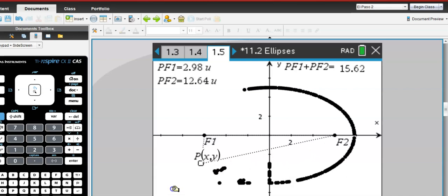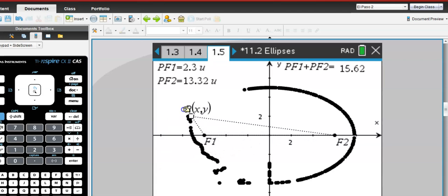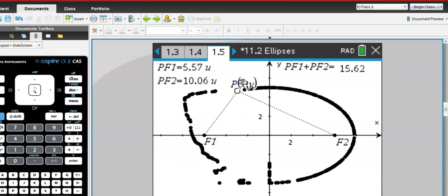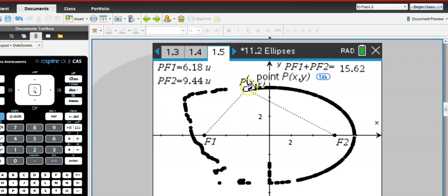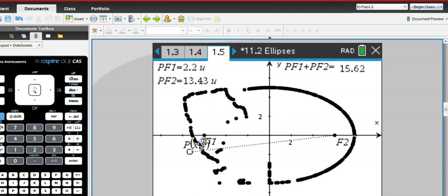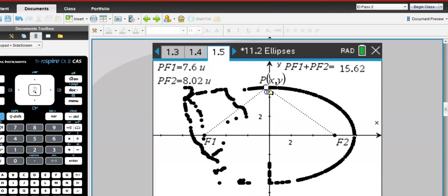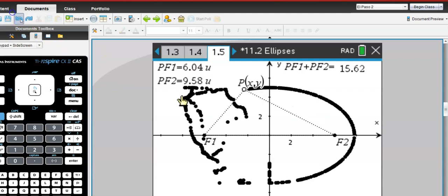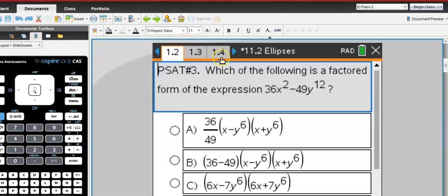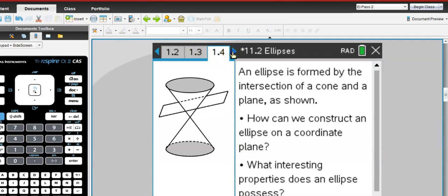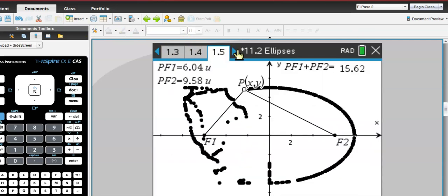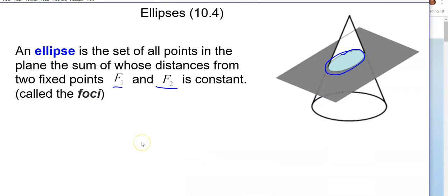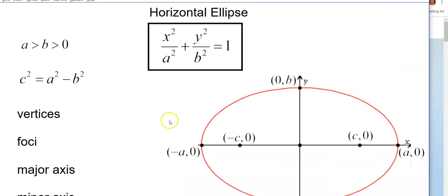Well, it did some funny things there. It shouldn't have done that. I guess I was dragging it funny. Wow, that's really weird. It shouldn't be doing that, but oh well. It should form a perfect ellipse. I think you got the idea of it. I think it got confused there for a minute, but it will form an ellipse if you do that. So that's the definition of an ellipse.